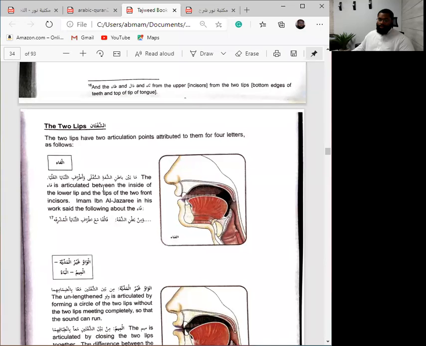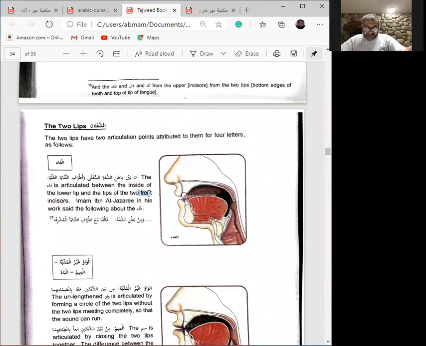As follows, the first one is al-fa. The fa is articulated between the inside of the lower lip and the tip of the two front top incisors. I think instead of saying front incisors, it should be upper incisors.